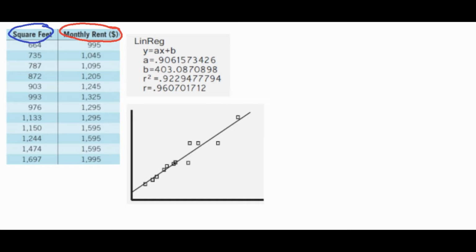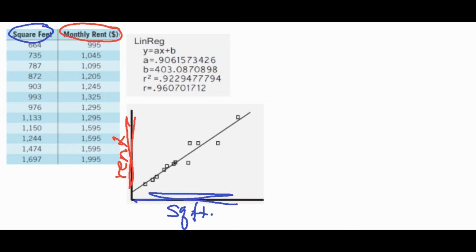You have points kind of all over the place, but they're going in an increasing direction because the more square footage we have, the higher we're going to pay in rent. But notice they're not exactly linear. So what we do is find a line of best fit. The line of best fit that we're looking for is called the linear regression line, and it's basically the best line of best fit.